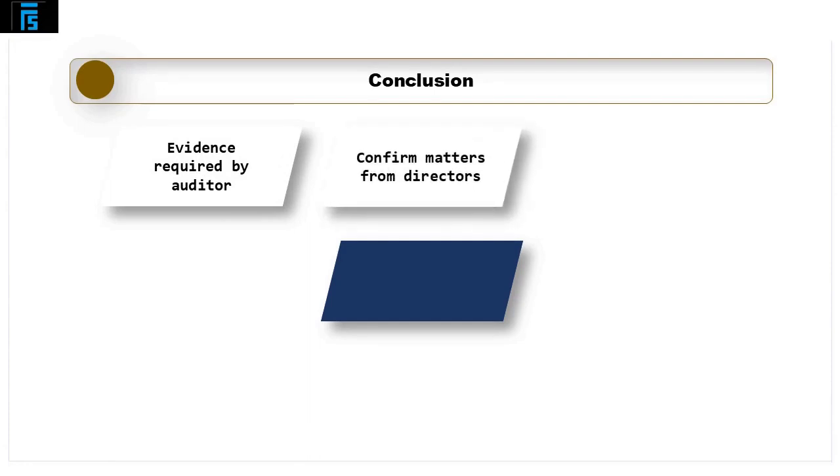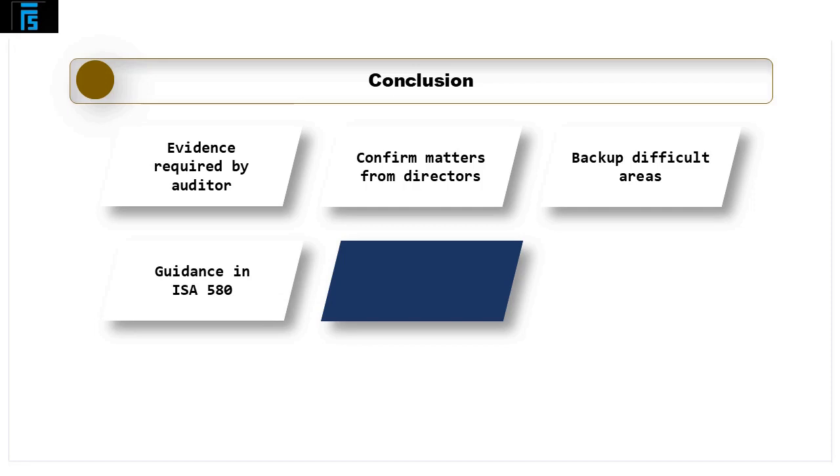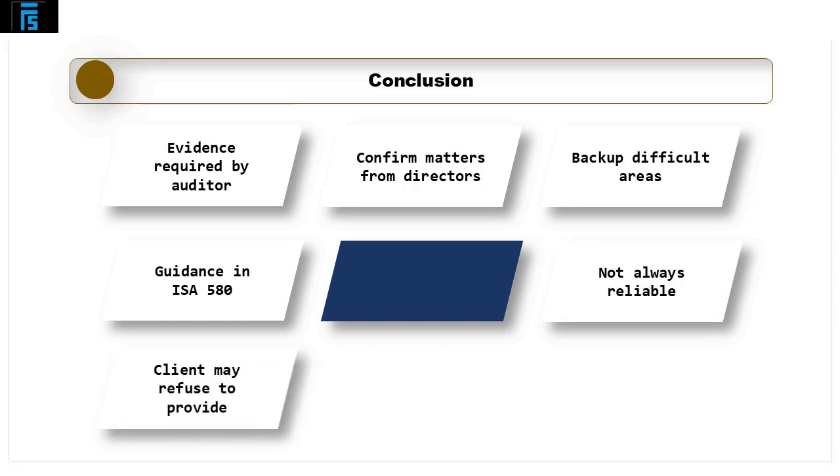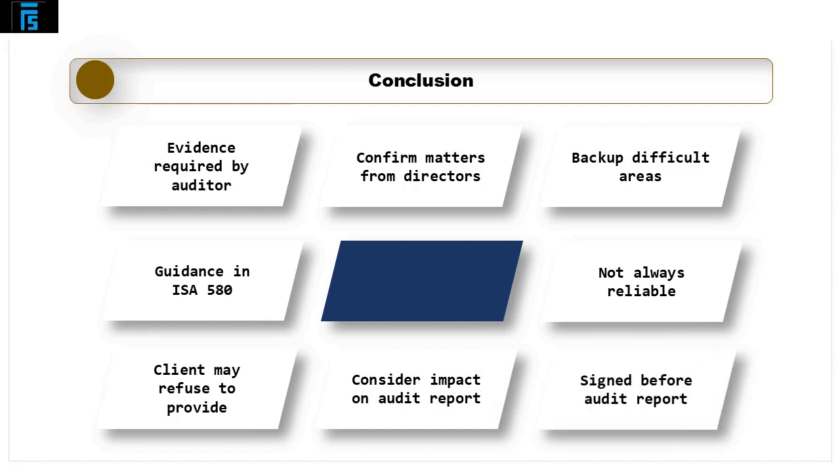To conclude, we have covered that written representations are evidence required by the auditor. Their purpose is to confirm matters of importance by the directors and also back up areas where evidence has been difficult to obtain. Guidance on this evidence is from ISA 580. They are not always the most reliable evidence, and the client may refuse to provide this written representation. The auditor must consider the impact any issues regarding representations have on the audit report, and if obtained, ensure they are prepared, dated and signed before the audit report is prepared.